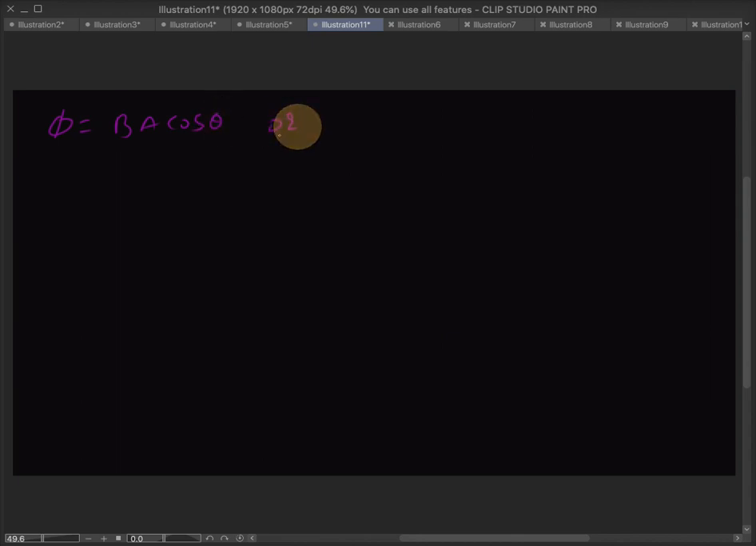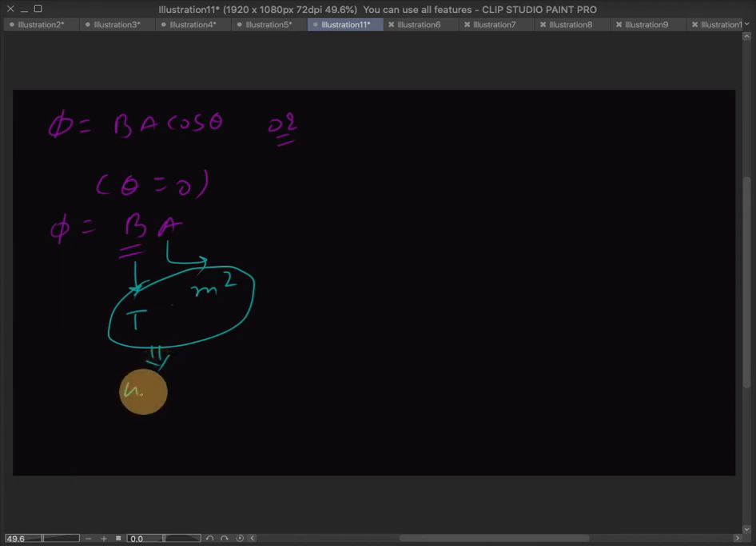Or if I am just taking the ideal condition that theta is equal to 0, then you can say that the maximum flux phi will occur, so I can just say that it is BA. You are aware of the units of magnetic field and area. Magnetic field has the unit Tesla, and area is in meter square. So my very first unit is Tesla meter square. Another good unit of it is called a Weber.